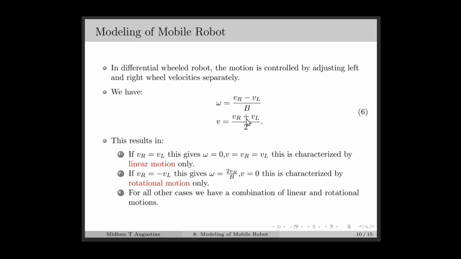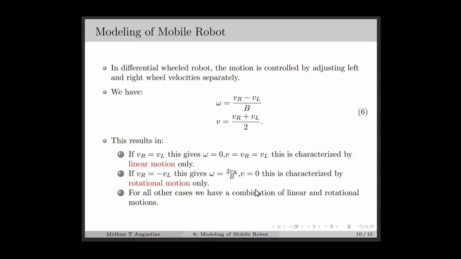where the mobile robot will move in a straight line path. And similarly, if VR is equal to minus VL, we will have V equal to 0 and omega equal to 2 VR by B. This is characterized by only rotational motion, where the linear velocity is 0 and the mobile robot has only angular velocity. And in all other cases, the motion will be a combination of linear and rotational motions.